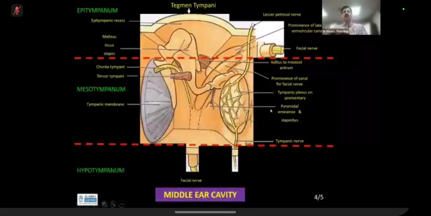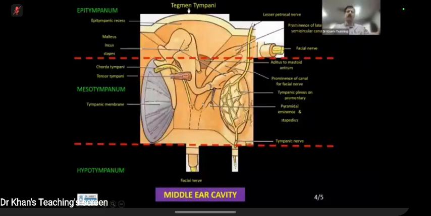So, with this background, this is a key diagram. Now you have to really concentrate, and part of it is going to be repetition. And this is the main diagram on which you have to concentrate. Now, you are sitting in this. This is the middle ear cavity. On this side is the external ear. On this side is the internal ear.